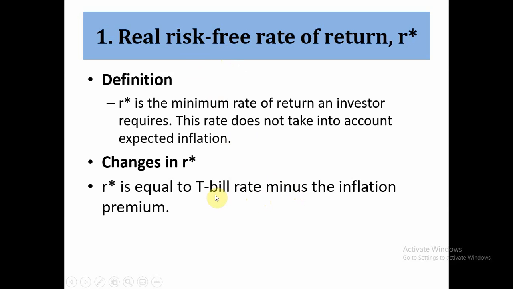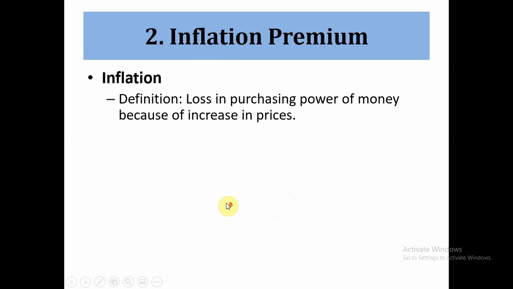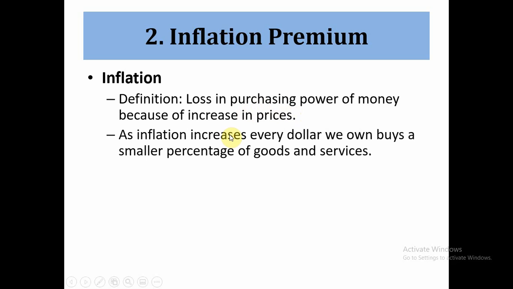So, how does R star change? R star is equal to the T-bill rate minus the inflation premium. What is inflation? Inflation is the general rise in the prices of products. By definition, it is the loss in purchasing power of money because of an increase in prices. When the prices of products increase, ultimately your purchasing power decreases over the time period. You will buy fewer products with the same amount.